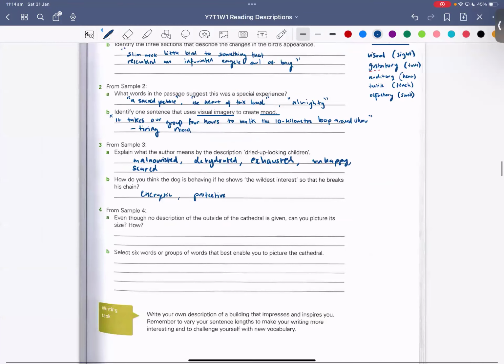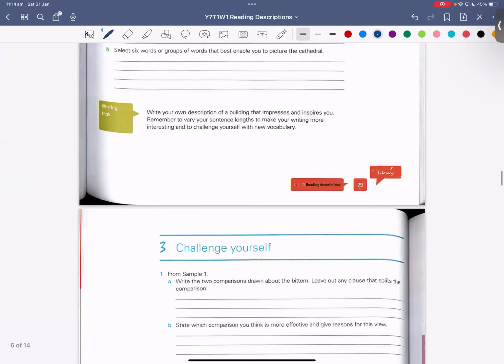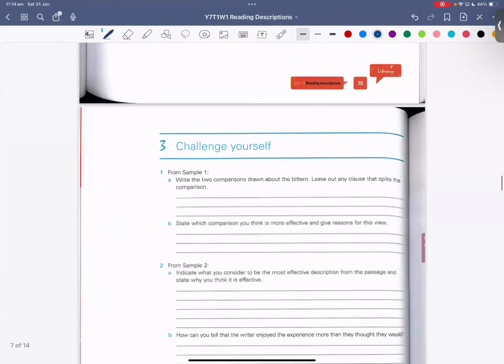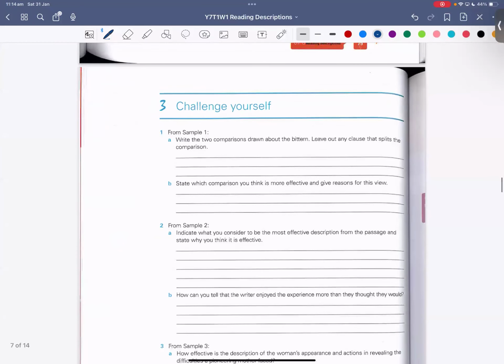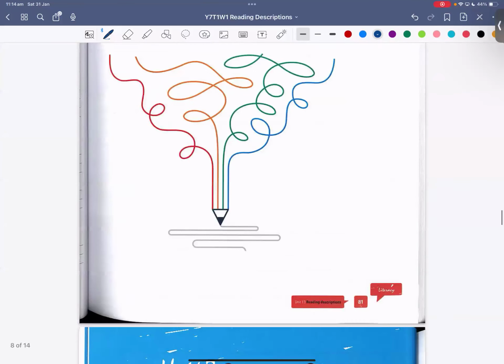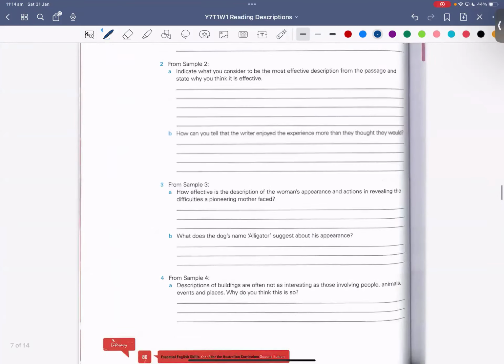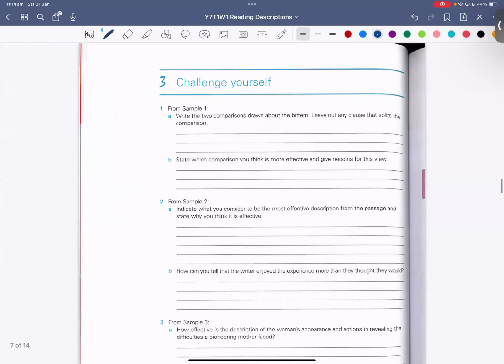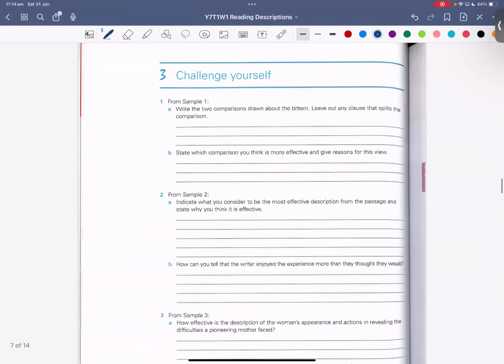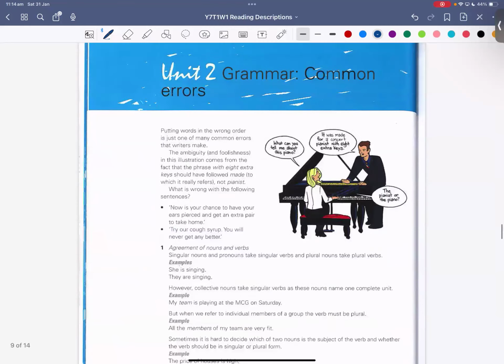Sample 4. Even though no description of the outside of the cathedral is given, can you picture it? Yeah, we can do that. We'll just skip that part. Okay, we're going to move on to the next page after this one. All right. We're going to come back to this one later. We're going to go to grammar, okay? So you keep going.